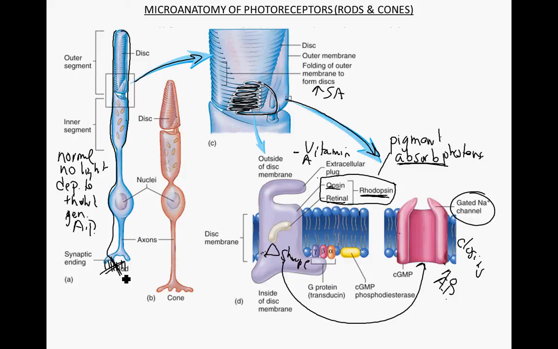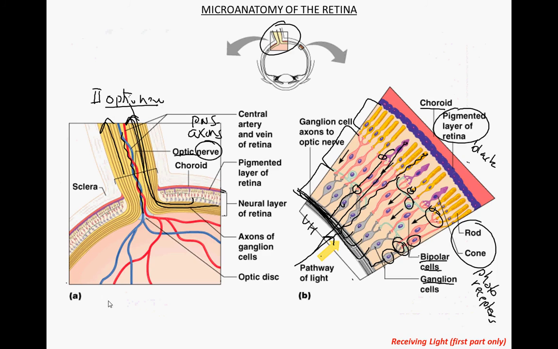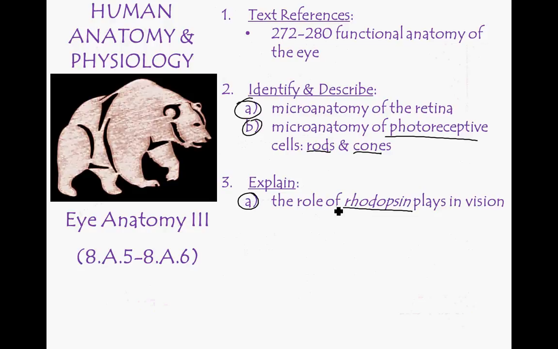If that sounds confusing, one, it is a little confusing. Two, we'll take a look at a little bit more detail in class, and I can go over that more specifically with you. But this is essentially the rods and the cones, what's going on there. So just to go back and take a look here, we talked briefly about the role of rhodopsin, rods and cones in these photoreceptive cells, and then the microanatomy of the retina.